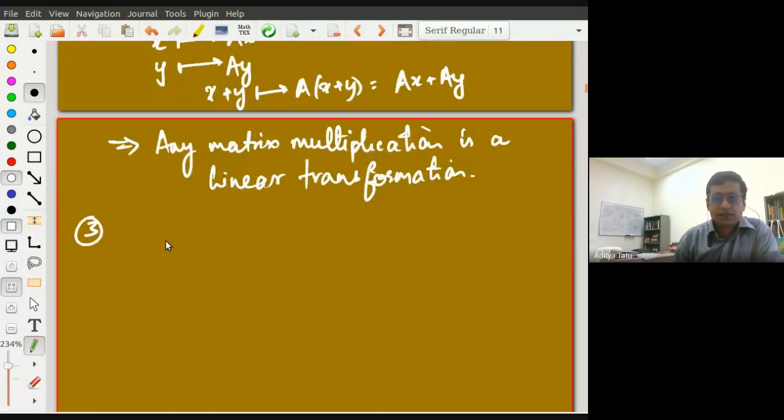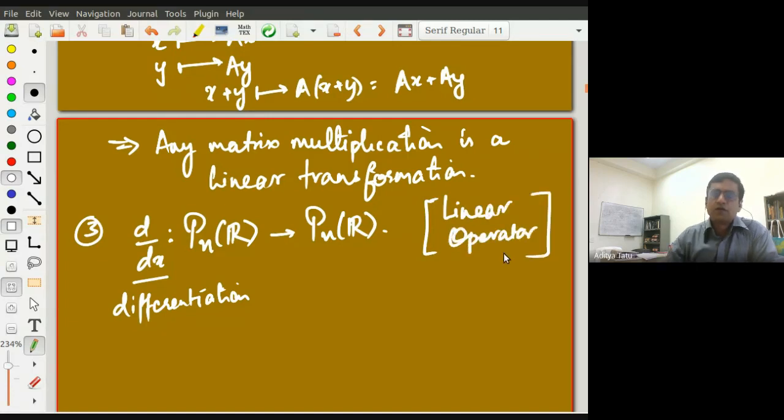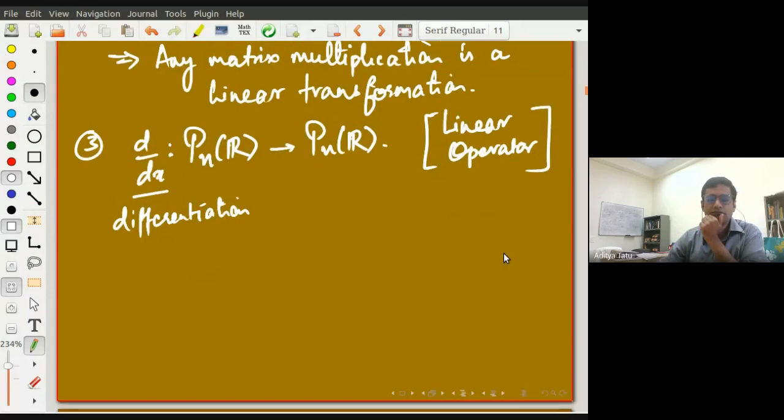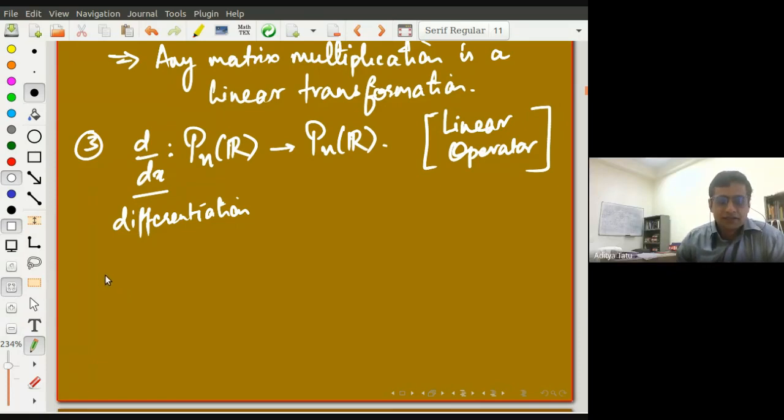Let's look at a different example. This is differentiation of polynomials of one variable with real coefficients with degree at most n, to itself. So this is in principle an example of a linear operator. First of all, please verify whether this is linear or not. Will this be linear? Yes, sir. It satisfies both additivity and homogeneity properties. So this also is linear.